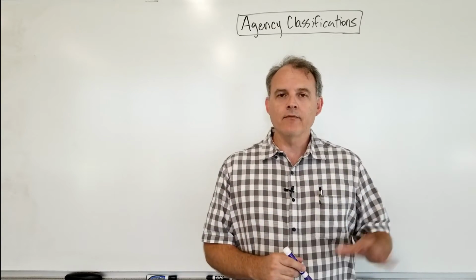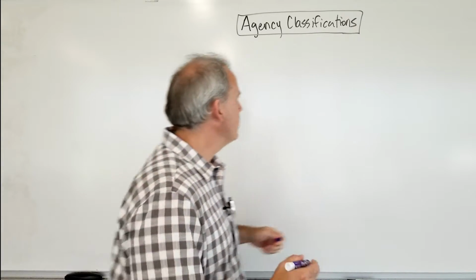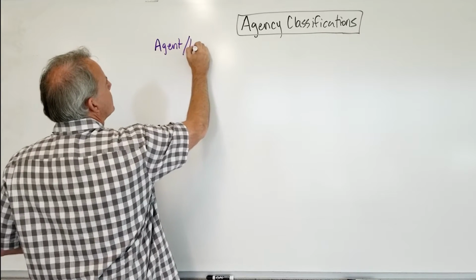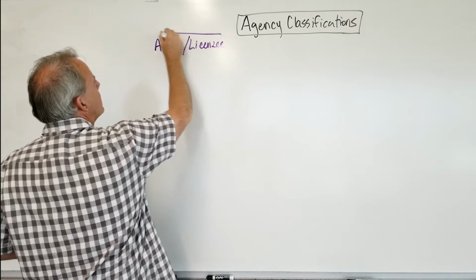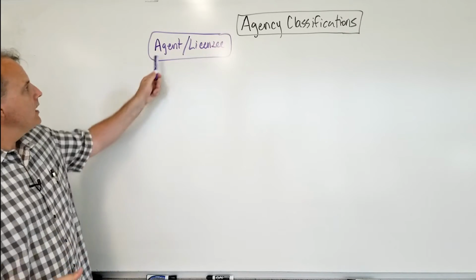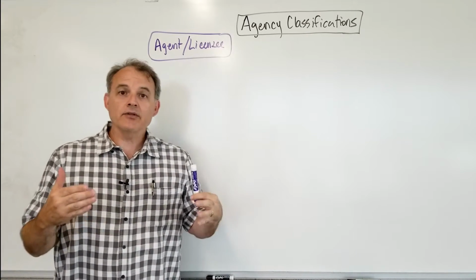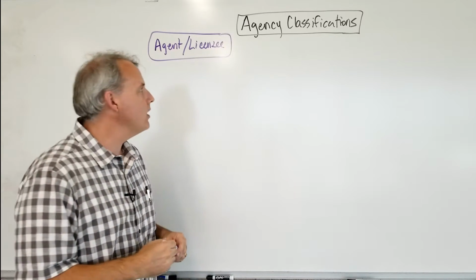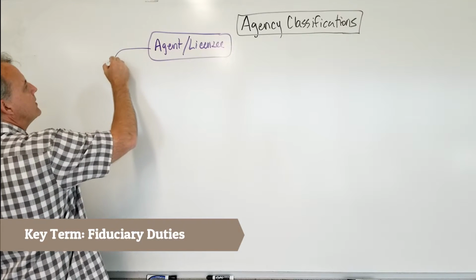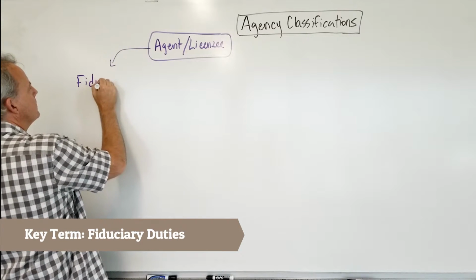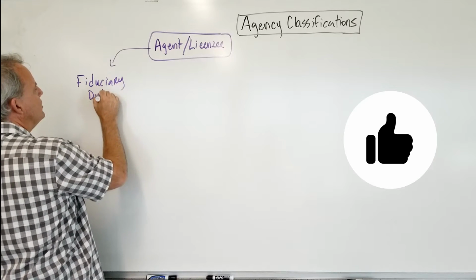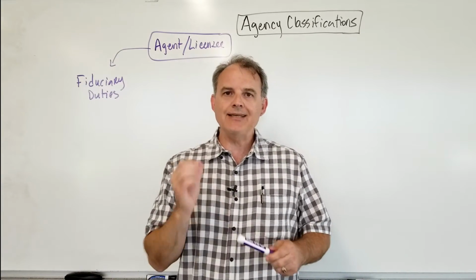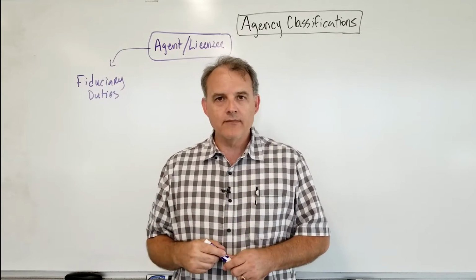Just a quick recap of what we talked about in the first video. Remember, we talked about the agent, who is the real estate agent, or sometimes called the licensee. These are the same person, and they're at the center of every real estate transaction where a licensee is involved. Then we talked about the fiduciary duties that the agent or licensee owes to their client. There are 6 fiduciary duties. We discussed them in detail. So that was the first part of this series.